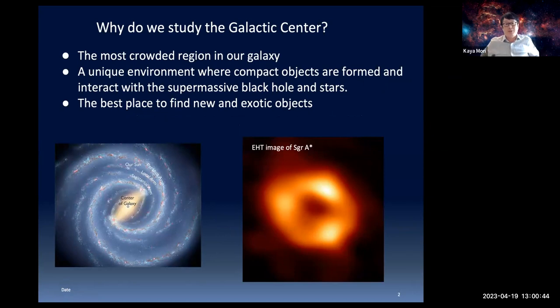So let me start with why we study the galactic center, besides the Nobel Prize in physics. It's the most crowded region in our galaxy, so there are so many things happening. There are so many objects, you can name them: stars, filaments, clouds, gas, compact objects, anything you want is already there. It's also a very unique environment where compact objects are formed and interact with a supermassive black hole, Sgr A*, and other stars. And this is also the best place to find new and exotic objects.